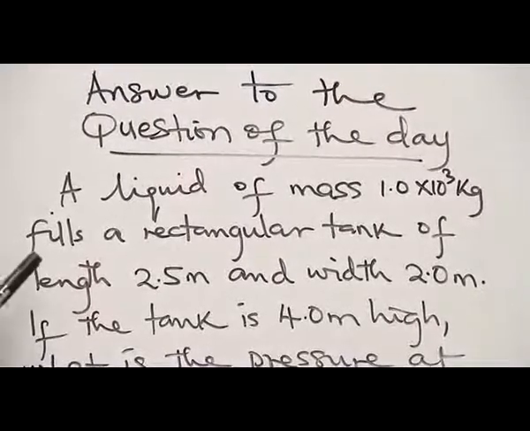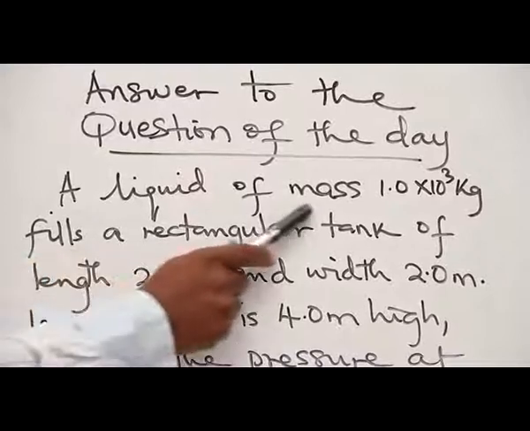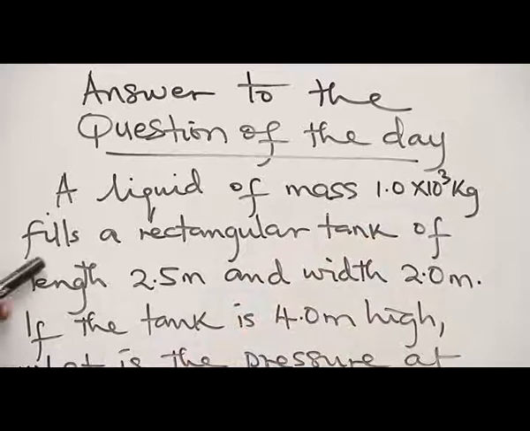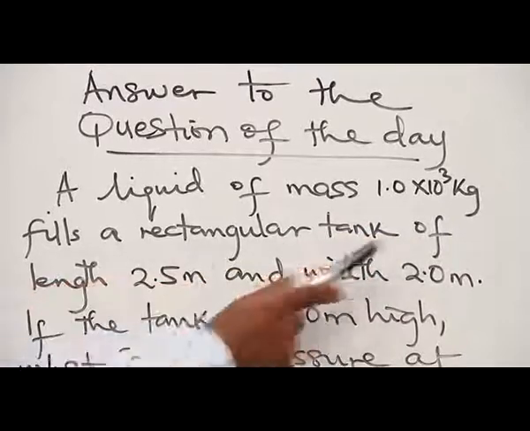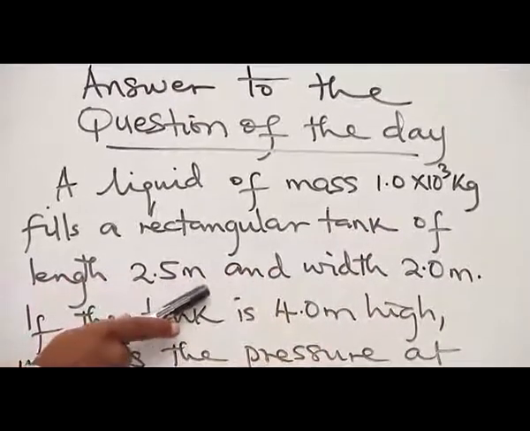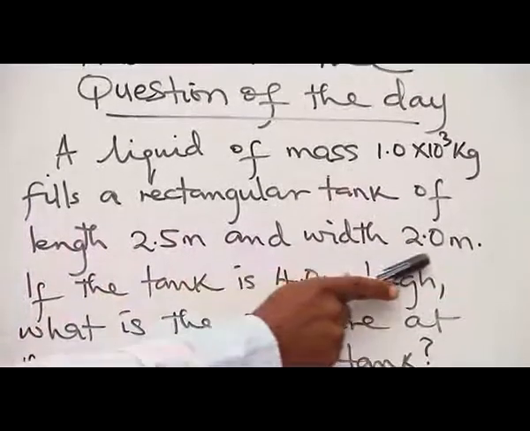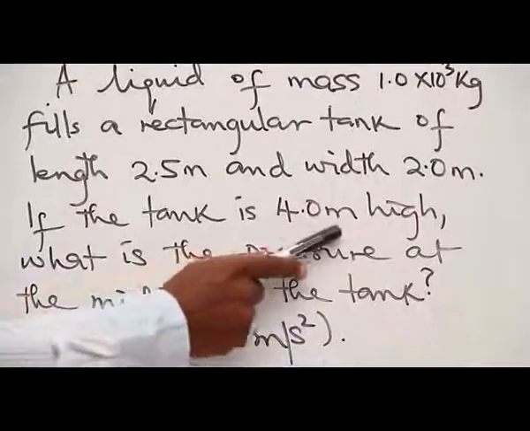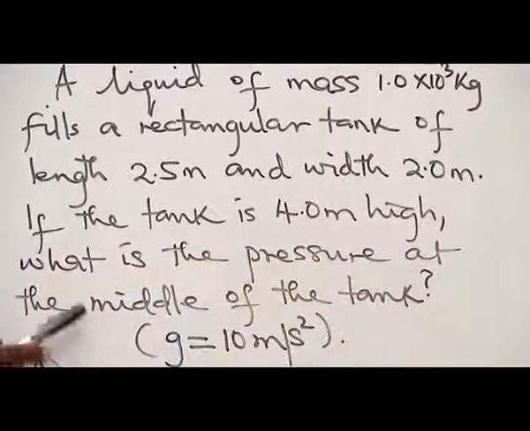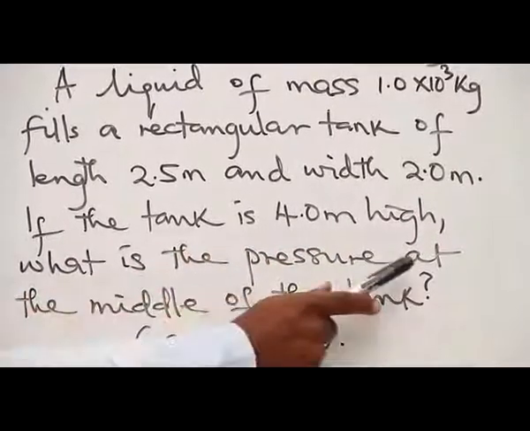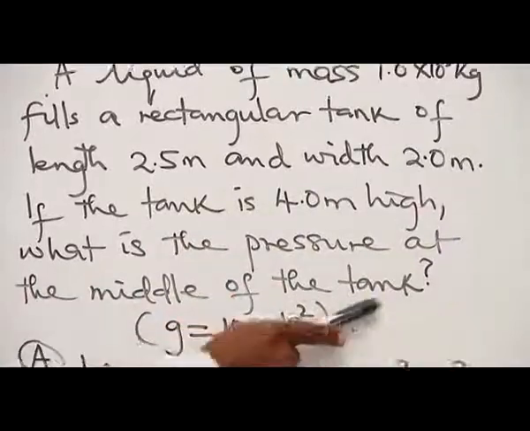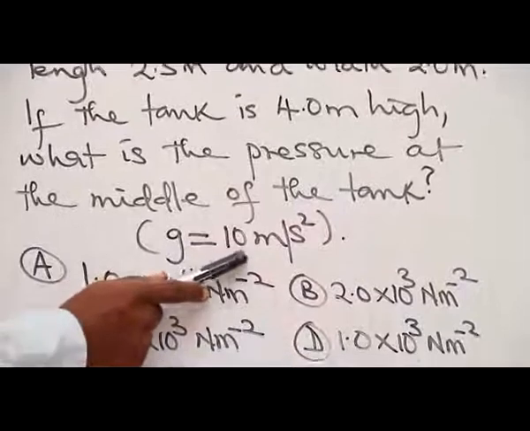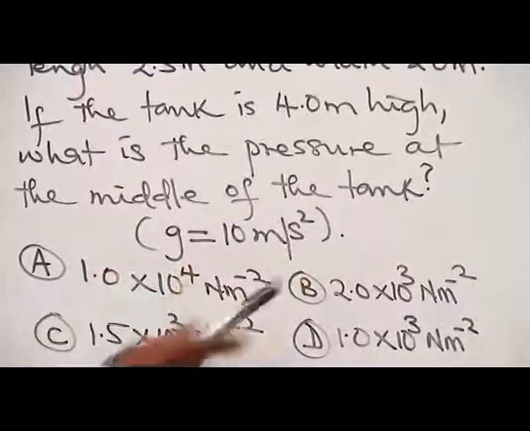The question is this. A liquid of mass 1.0 times 10 raised to power 3 kilogram fills a rectangular tank of length 2.5 meters and width 2.0 meters. If the tank is 4.0 meters high, what is the pressure at the middle of the tank? Acceleration due to gravity is equal to 10 meters per second square.